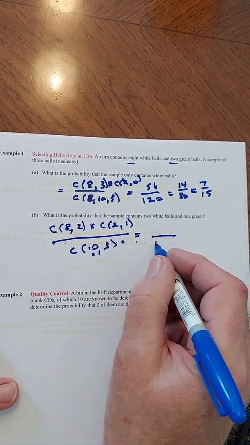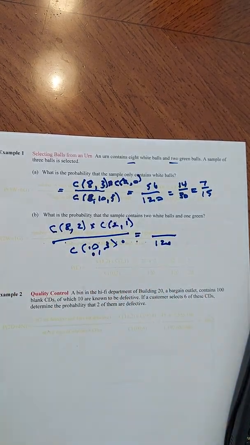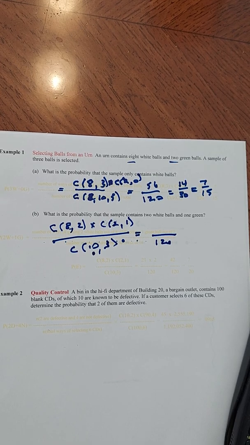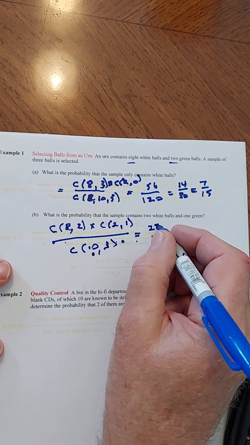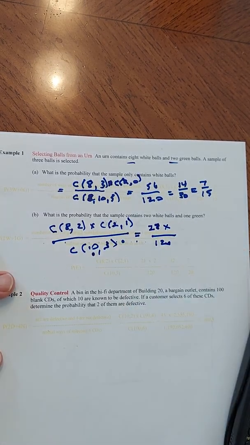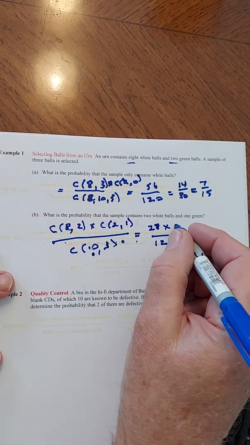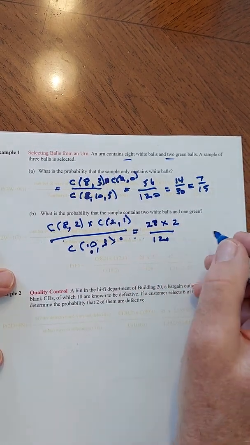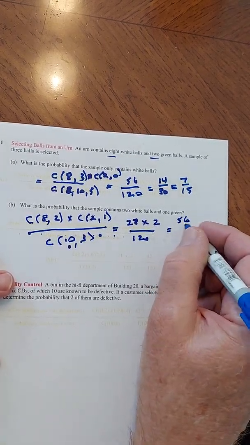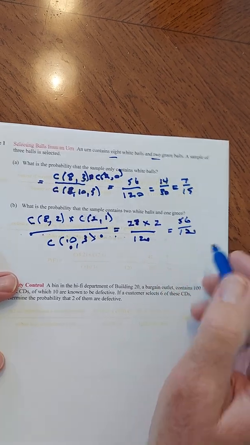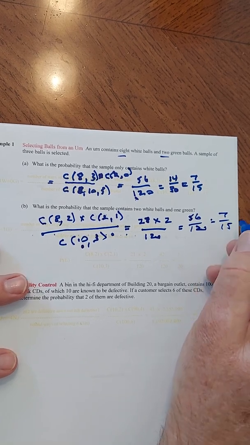Now, we already know the bottom number is 120. So up here, combination of 8 picking 2. I can do that in my head. That's going to be 28 times a combination of 2 picking 1 is 2. So when I multiply that, that's going to be 56 over 120, which just happens to be the same one there, so we know that's going to be 7 over 15.